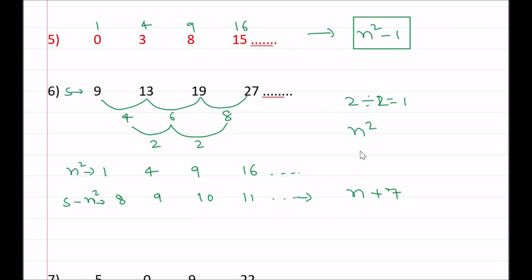Now what you need to do is just combine these. We have already got n square, and this is n plus 7. Add both. N square plus n plus 7. This is your final nth term formula for this sequence.